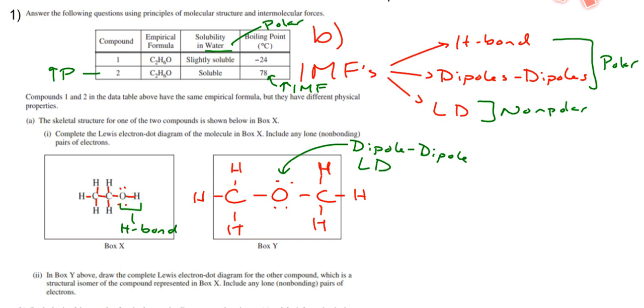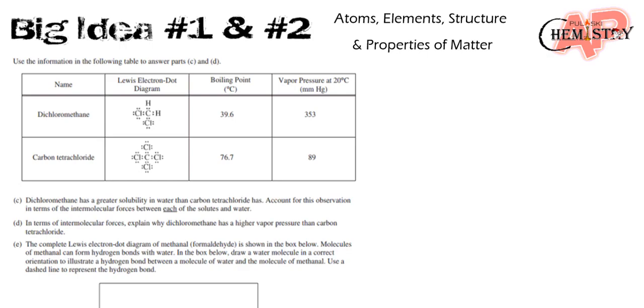All right, moving on. This is a big problem. We have a little bit more to do. For letter C, they give you a bunch of stuff again, some loose electron dot diagrams. They give you some boiling points, and they give you some vapor pressure. Hey, we just talked about vapor pressure a second ago. It says dichloromethane has a greater solubility in water than carbon tetrachloride. So it already, oh, it didn't tell us that yet. Greater solubility. So this one has a greater solubility than this one. That's what it just said.